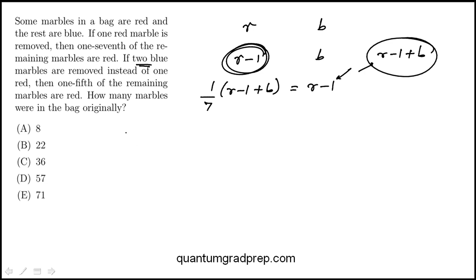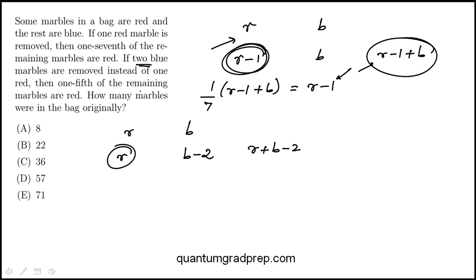The second is, and when I'm doing this in the exam, I like to start from scratch because if you try to do your work here, it's easy to get confused. 2 blue marbles are removed. Our number of red marbles remains the same. Blue is B minus 2. And now the total is R plus B minus 2.